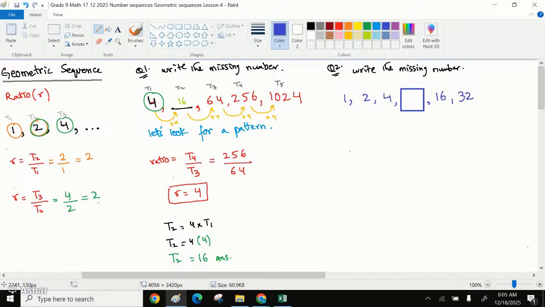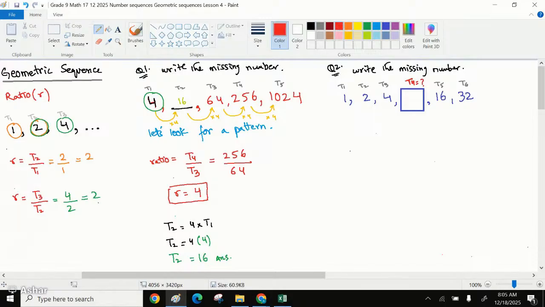So we need to look for a pattern. So what is the pattern? How can we find the pattern? Before doing the pattern, we can write term 1, term 2, term number 3. We need to find term number 4, and this is term number 5 and term number 6. So you have a choice to select any two consecutive terms. Consecutive means those two terms which are next to each other.